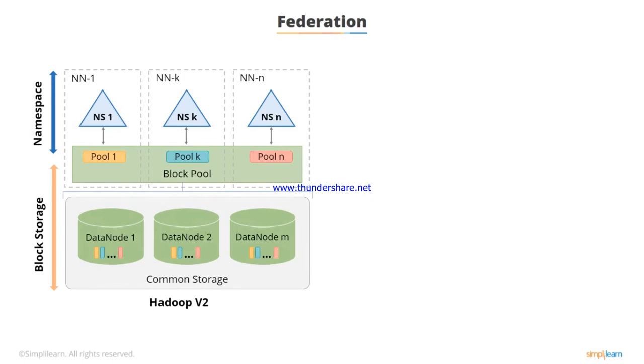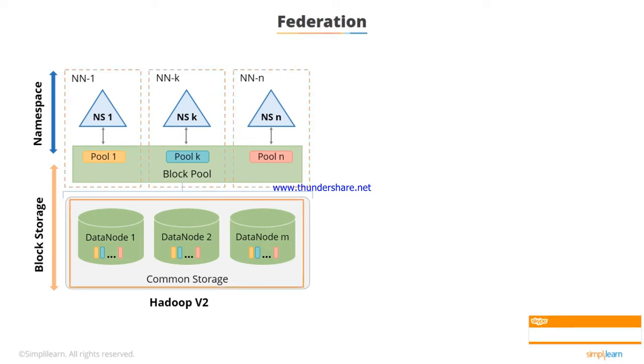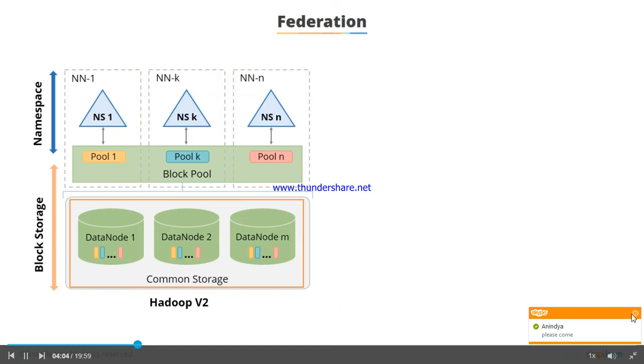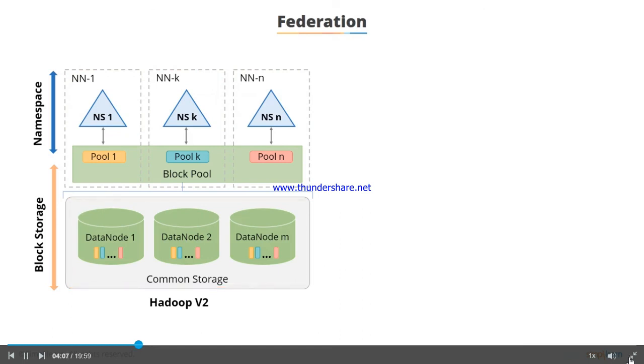Hadoop version 2 provides the feature Federation, which provisions horizontal scalability of the name node by allowing multiple name nodes with unique namespace IDs, as illustrated on the screen. These name nodes are independent and don't need coordination with each other. The data nodes are used as common storage for blocks by all the name nodes. Each data node registers with all the name nodes in the cluster.